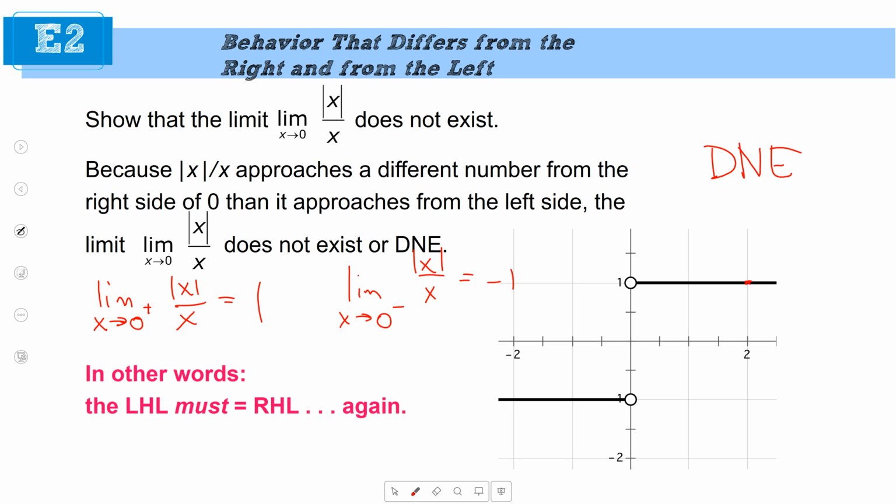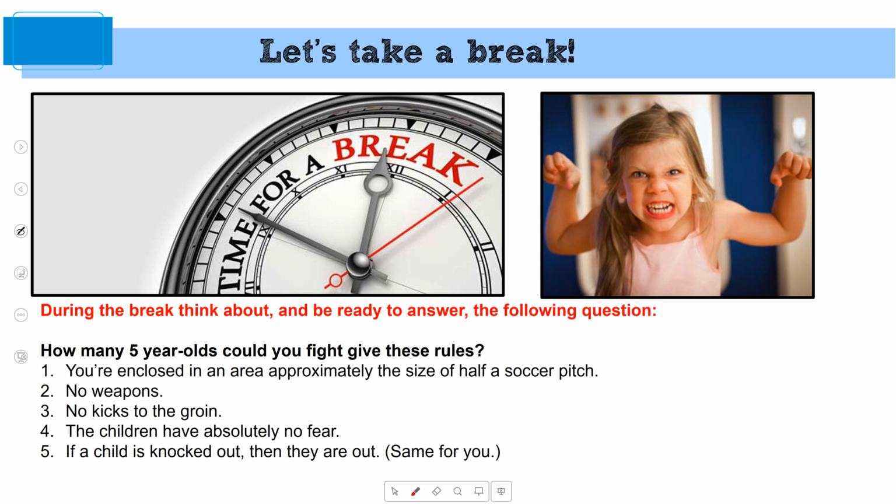Now one of the problems is, as soon as you introduce does not exist, people go to that as their go-to for any problem. Problem gets a little difficult, does not exist. Never seen that function before, does not exist. The only way that works is when the left-hand limit doesn't match the right. Okay? Good? We're going to take a break.